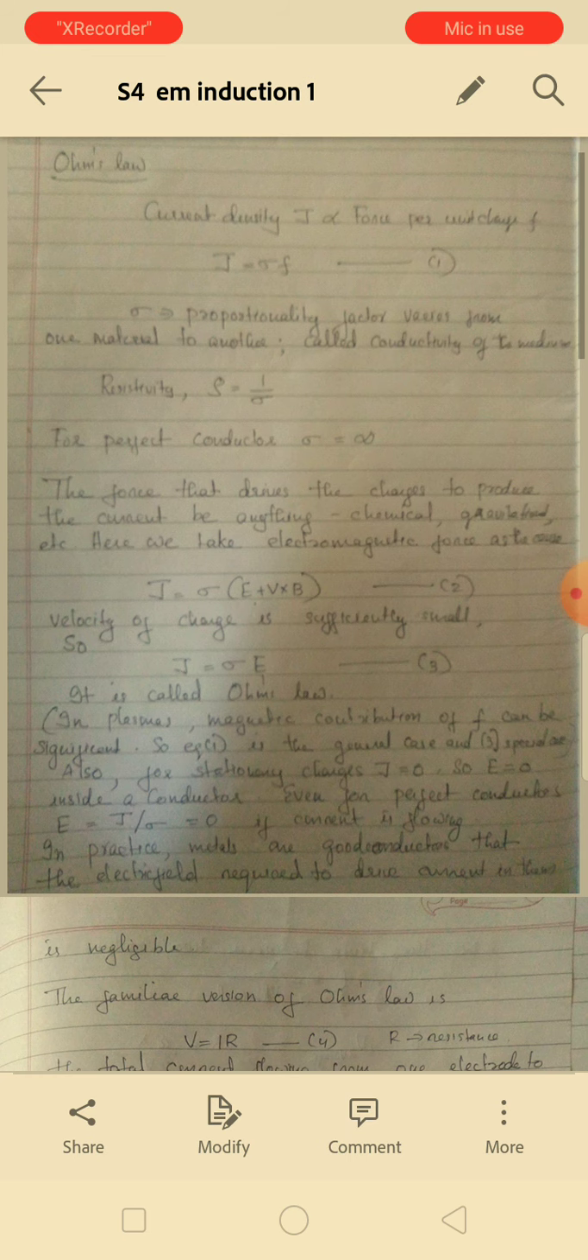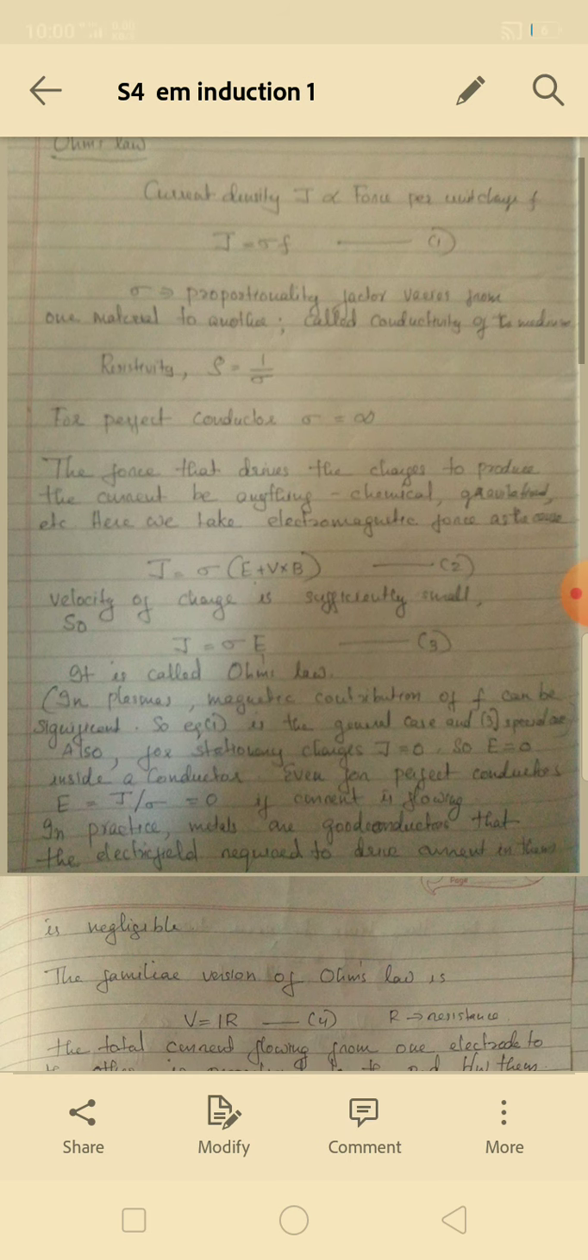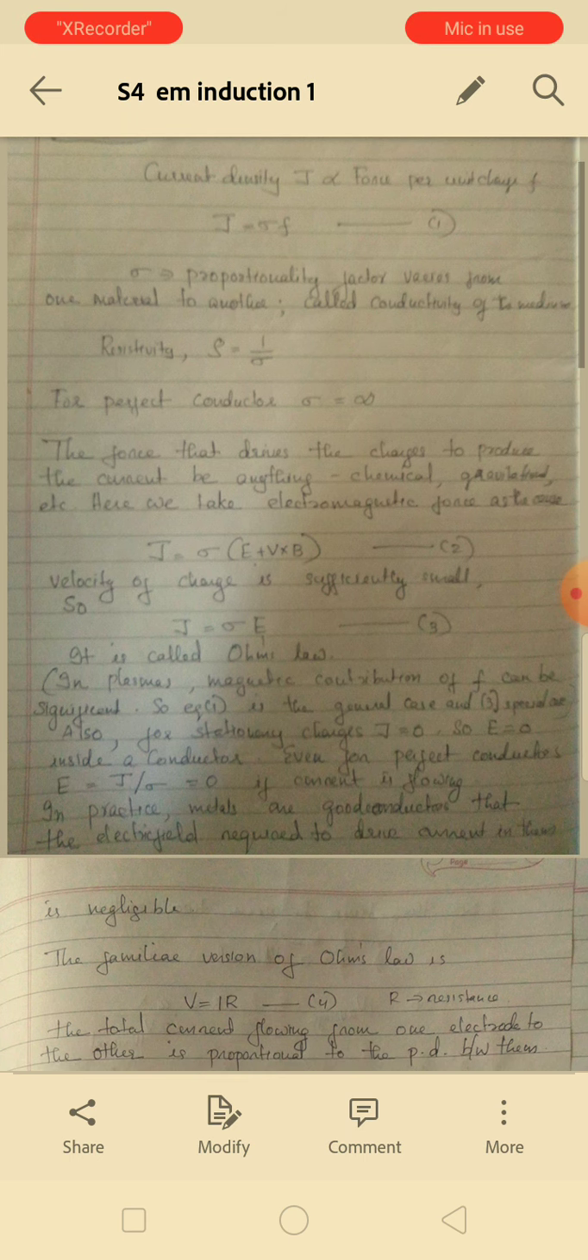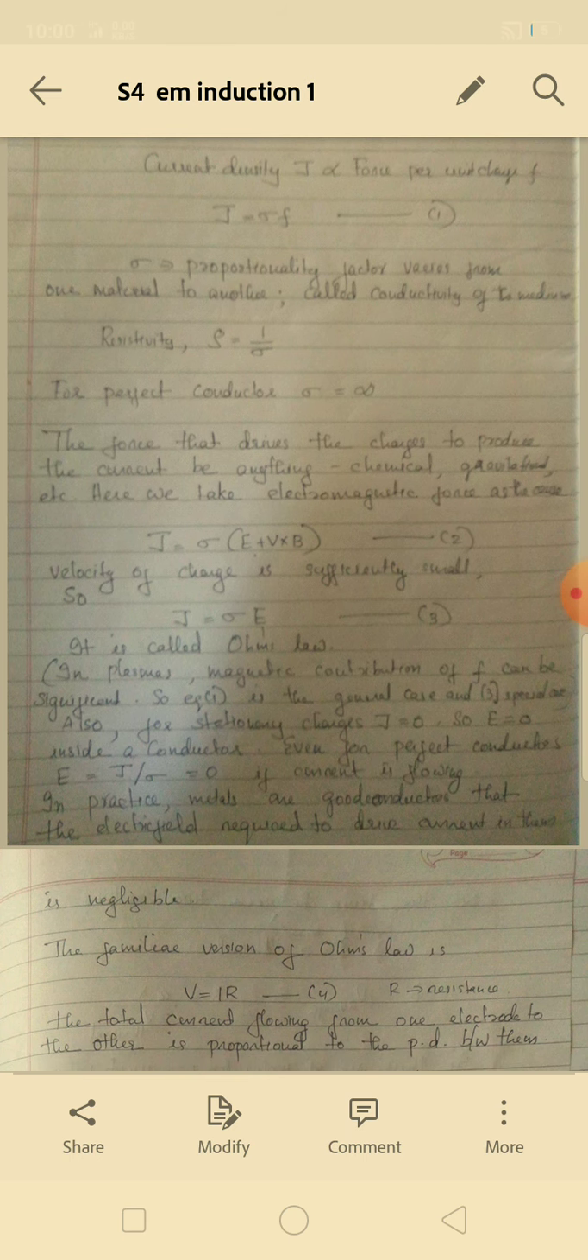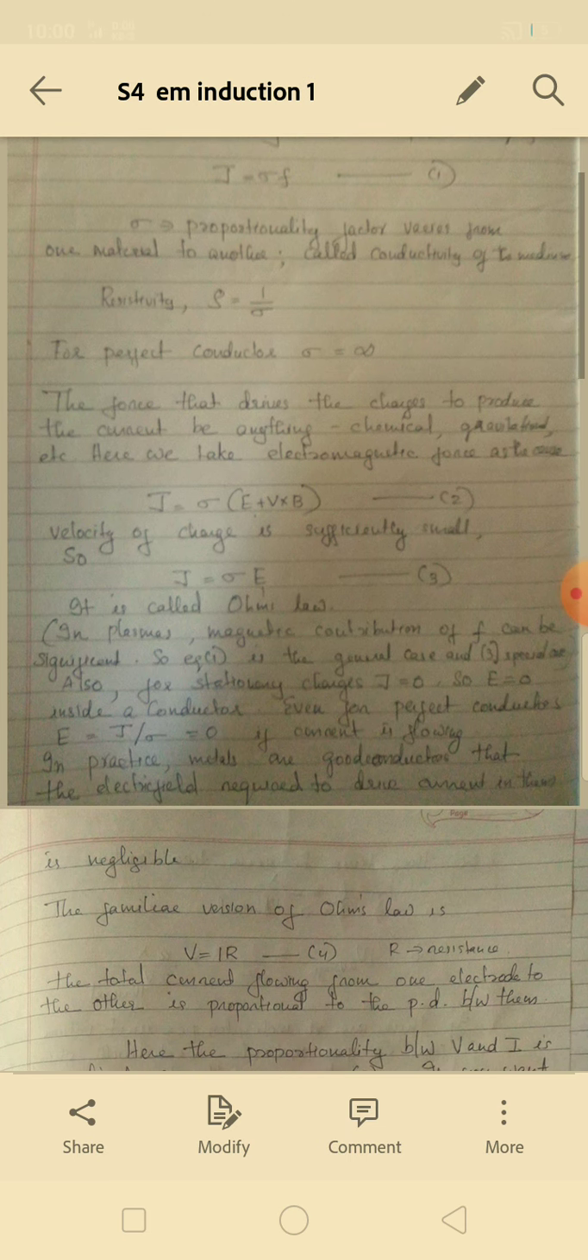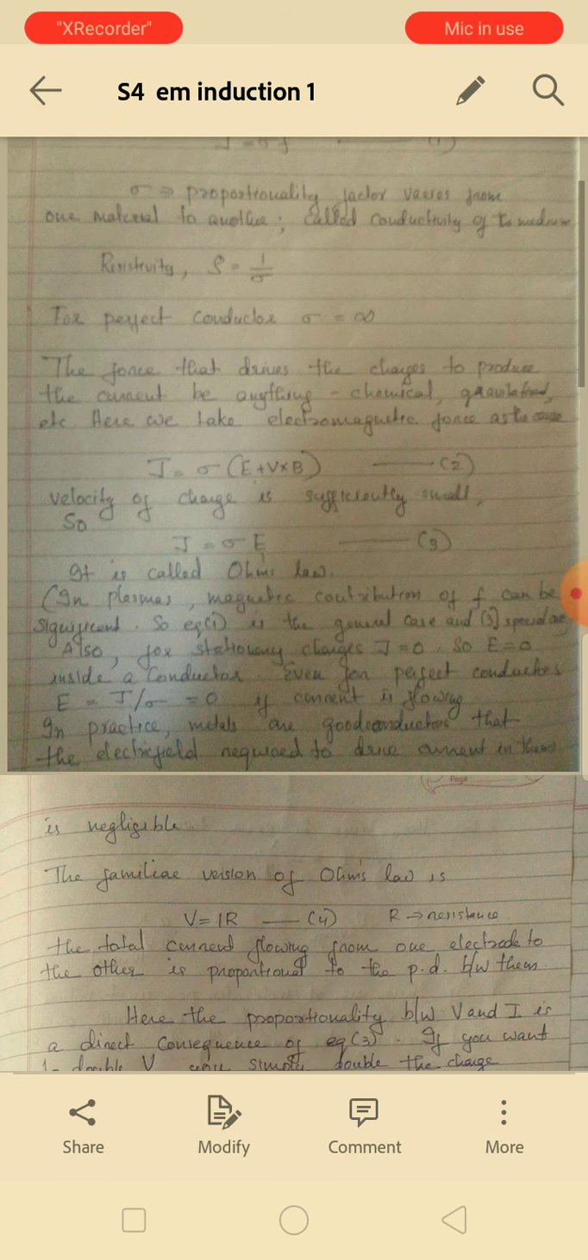Okay. That is, J is equal to sigma F, where sigma is the proportionality constant known as conductivity of the medium, and we get the resistivity from the conductivity by taking the reciprocal of conductivity. For a perfect conductor, the conductivity is infinity. Here the force for the push may be anything, that is chemical force, gravitational force. Here we are taking electromagnetic force as the cause.